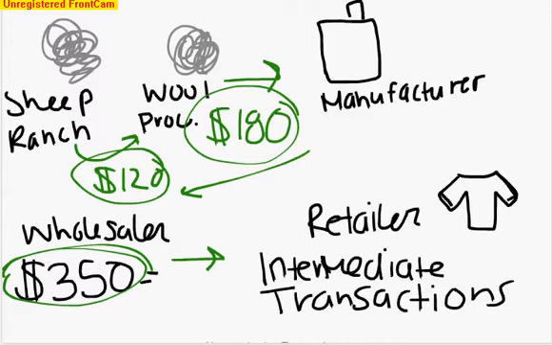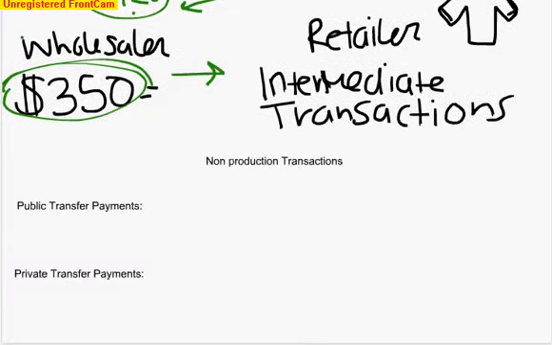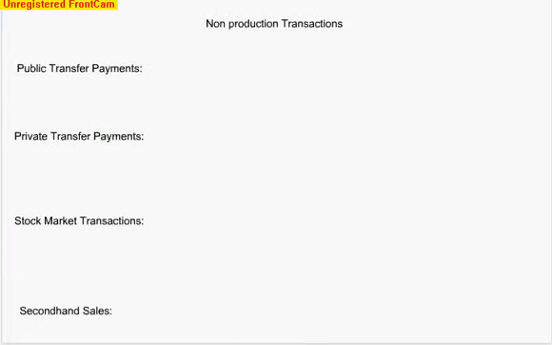So that way you avoid multiple counting, and you don't include these individual transactions from the sheep ranch to the wool processor to the manufacturer to the wholesaler, and you can get a more accurate measure of GDP. So now that we know that there are many different kinds of monetary transactions that take place in the calculation of GDP, we also need to know there are some transactions called non-production transactions, which have nothing to do with the generation of final goods.